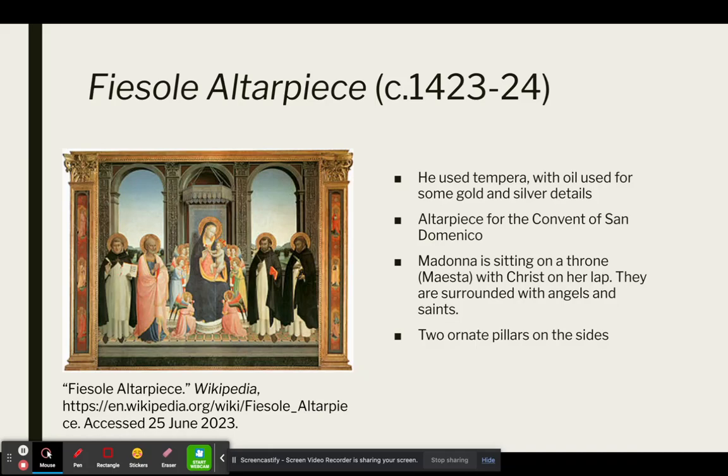We can see Madonna sitting on a throne, which is also called Maesta, which was a popular theme in Florence at that time, with a young Christ on her lap. They are surrounded by angels and saints. He also created two ornate pillars on the sides, which is where he used the oil for the gold and silver detailing.